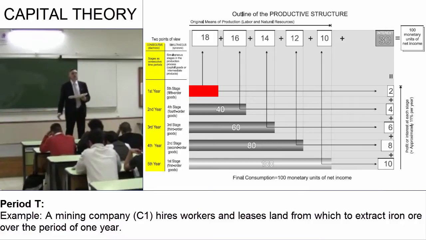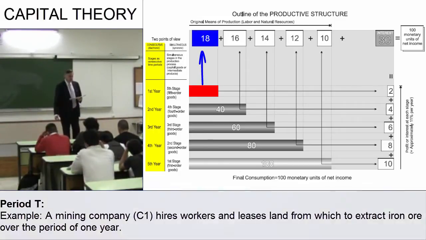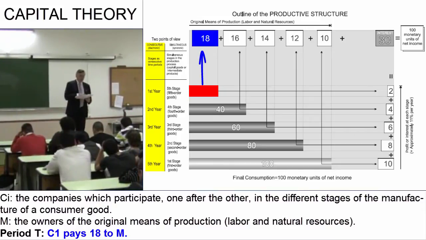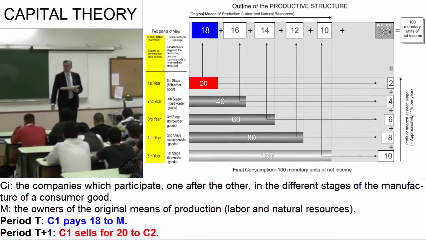So, in this stage, there are a number of mining companies which extract ore. They must pay their workers, and that is what the arrow pointing up to 18 indicates. The companies pay 18 monetary units to workers and owners of the original means of production. For example, they pay rent on plots of land where mines are located. Then, the companies sell the iron ore for 20 units. This is what this initial stage reflects.